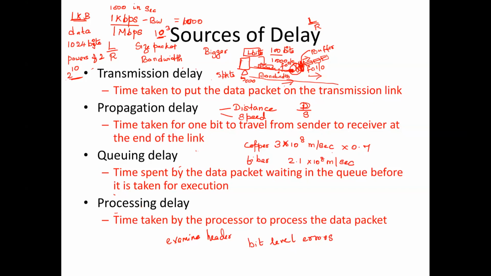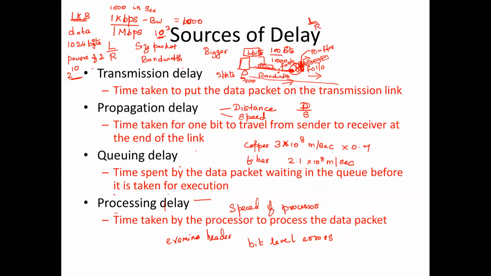So when these routers examine these packets, it takes some milliseconds, a few tens of milliseconds. That time is called the processing delay. Now this depends on the speed of the processor, how fast it can process the packet. Okay, so these are the 4 types of delays, and with this we'll see how we can solve the problem.